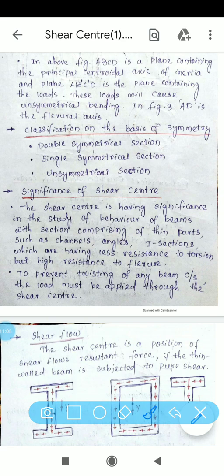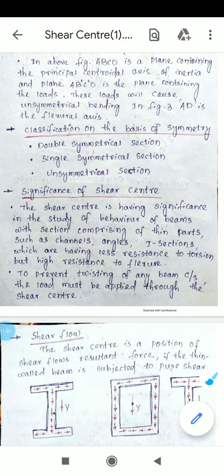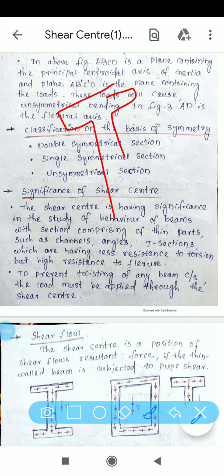Classification on the basis of symmetry. The first one is the double symmetrical section, the second is the single symmetrical section, the third is the unsymmetrical section. Double symmetrical section means the section is symmetric about both axes, such as rectangular section, square section, circular section, and equal arm I section. This is a double symmetrical section.